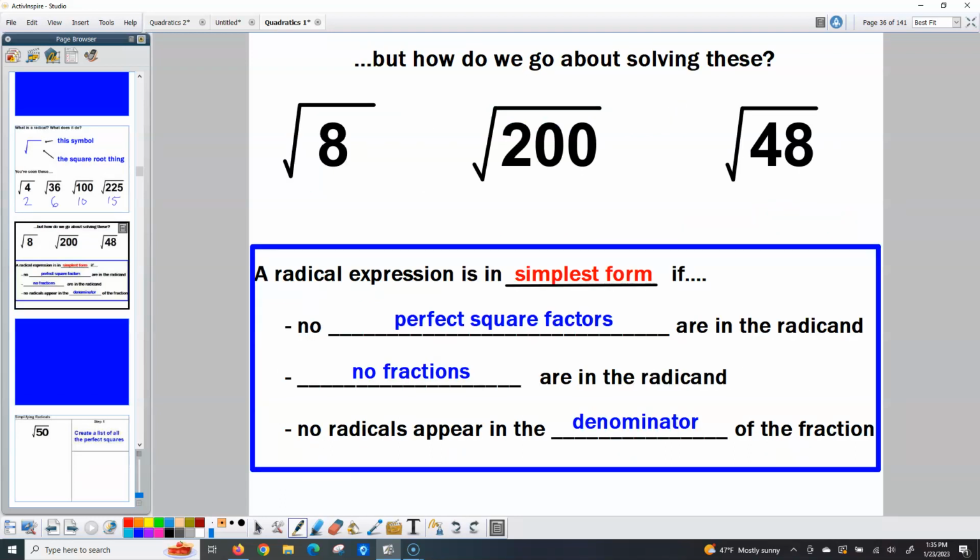So those are easy, but square root of 50, 32, and 48 aren't as convenient as those because they're not perfect squares. So we're going to have to simplify them. I've written some rules down there as to what makes a simplified radical.